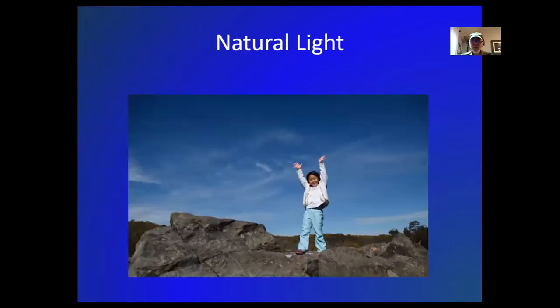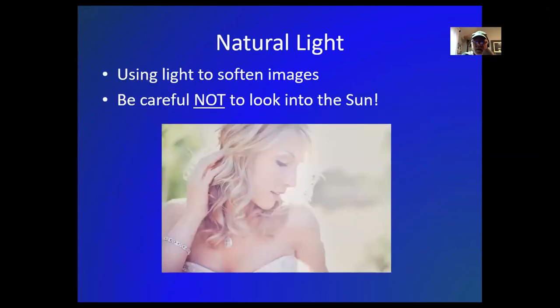So, natural light. Here's a good example of natural light. Outside, everything's really lit well. It is crisp, it is clear, and it's very easy to see. And it's going to look a little bit different than your artificial light. Natural light is often used to soften images.